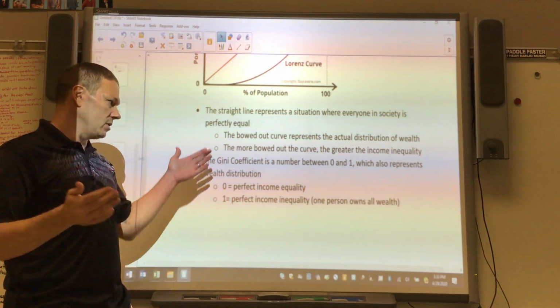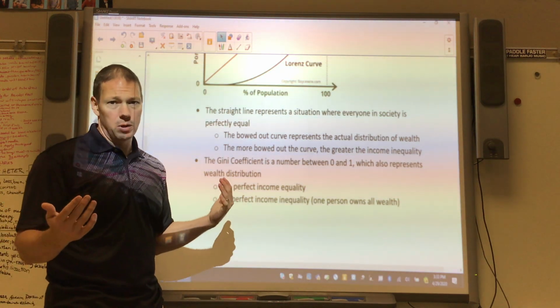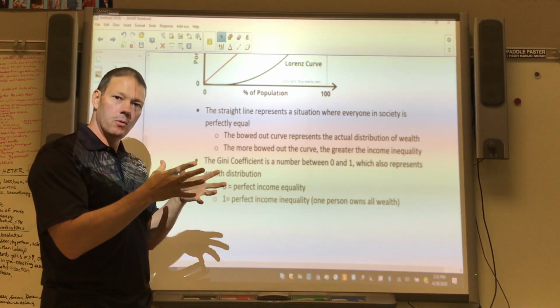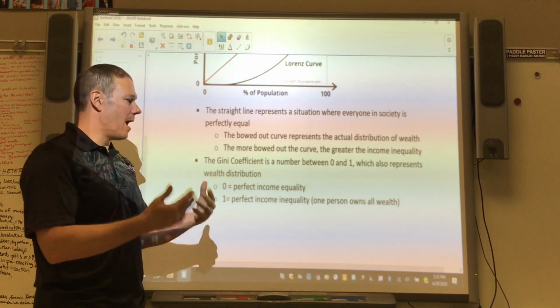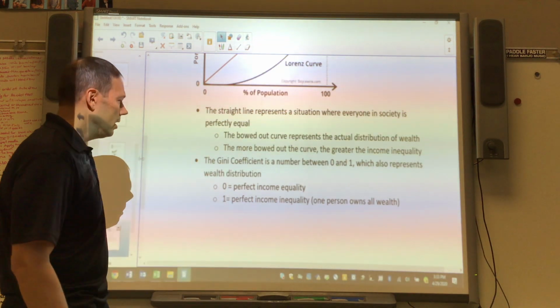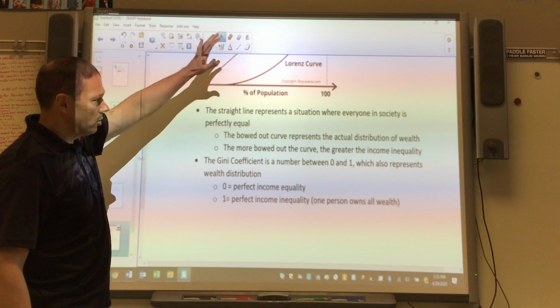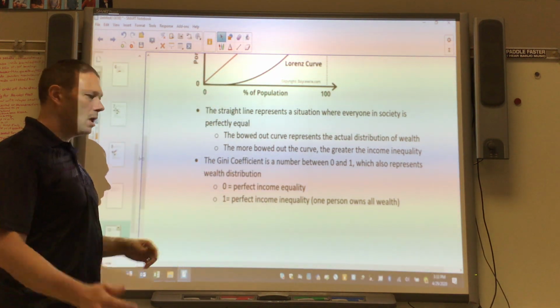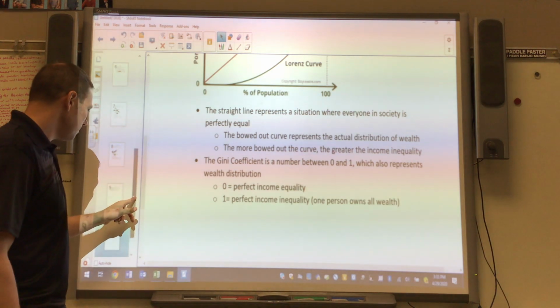Of course, there's not going to be a 0 or a 1, it's going to be a number in between. But the lower the number, the more equal we distribute income. The higher the number, the closer it is toward 1, the more unequally we distribute income. And so you're going to get either the Lorenz curve representing that or this Gini coefficient, which gets you a number between 0 and 1.